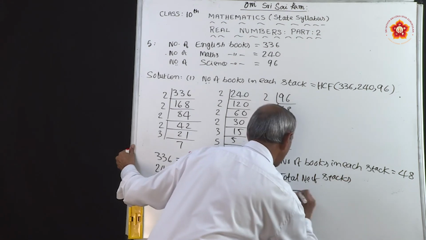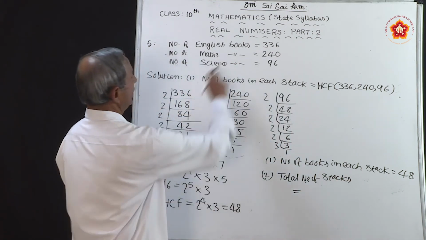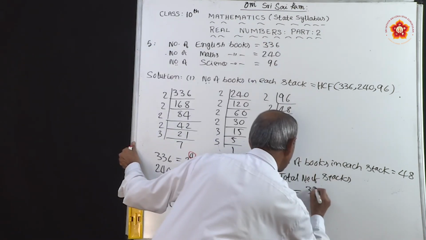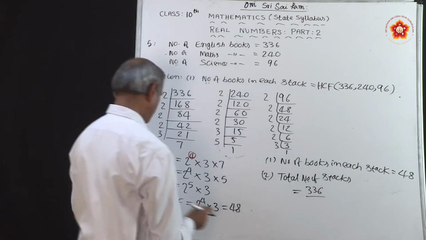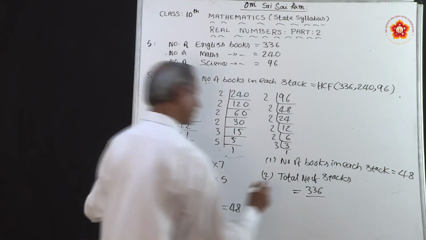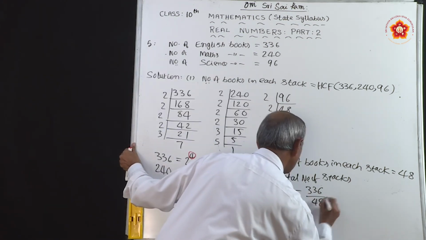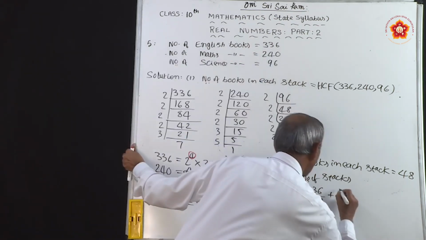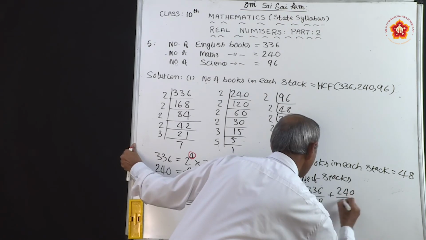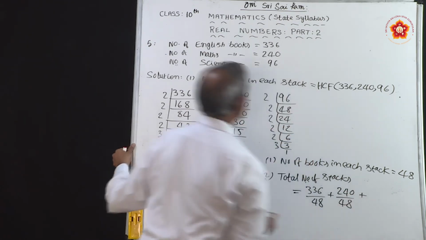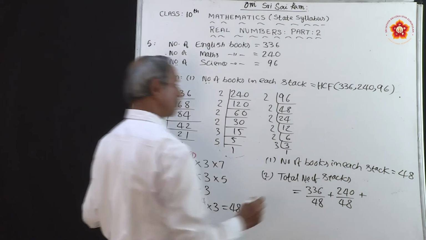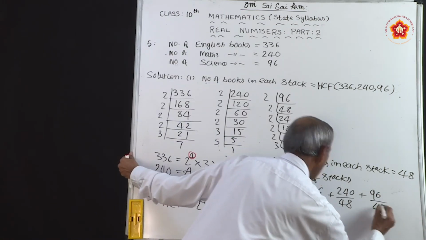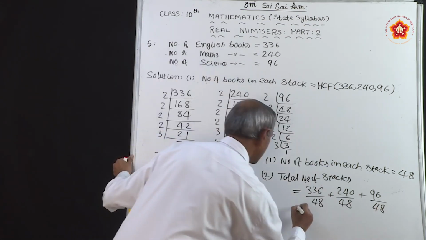To get the total number of stacks, you have to divide each book count. How many stacks are there? 336 is there first. Each stack contains 48 books, so you have to divide by 48. Next, mathematics is 240, 240 by 48. Next, science, 96 books are there. Then how many stacks? You have to divide by 48.